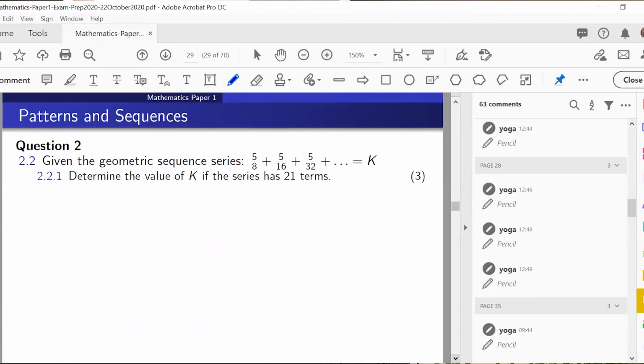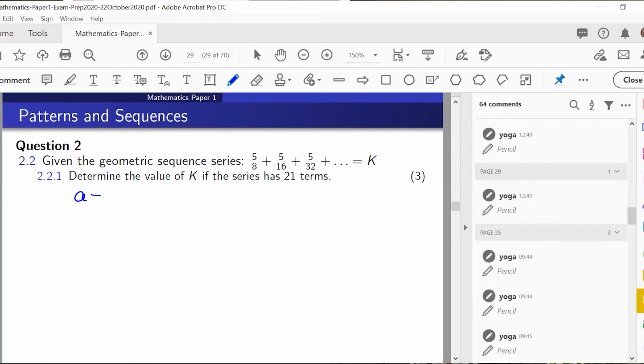Question 2, you are given a geometric series that will require some calculations. That geometric series, and we are required to find the value of k if the series has 21 terms. So the first term is 5/8.